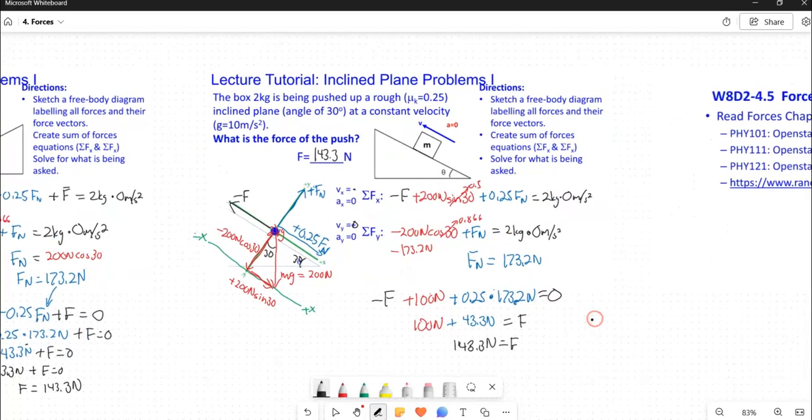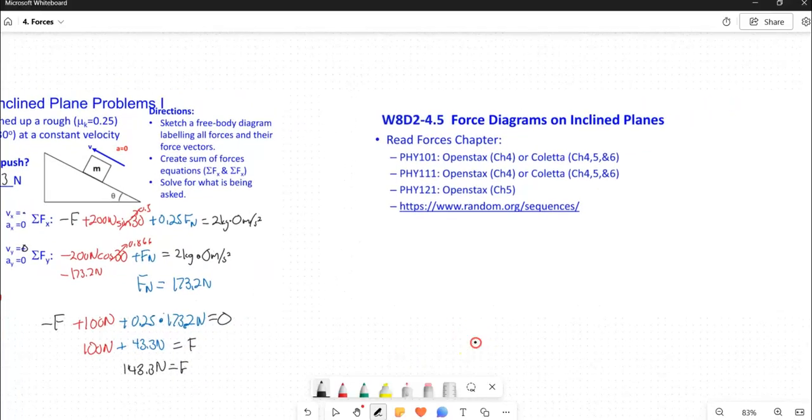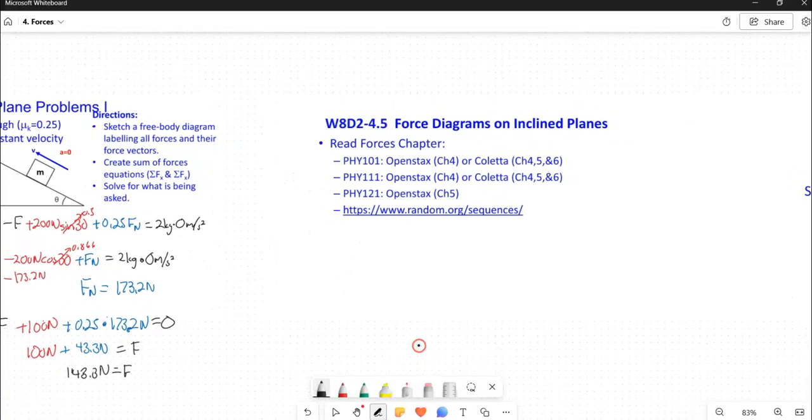And then we started constructing our equations. Since there was friction present, we solved for the normal force first, and then we plugged in that normal force for the part of friction right there, and then did our algebra and solved for F. Okay, so that's the basics of creating force diagrams for objects that are on an inclined plane. The other ones only add more nuance, which is just extra forces.